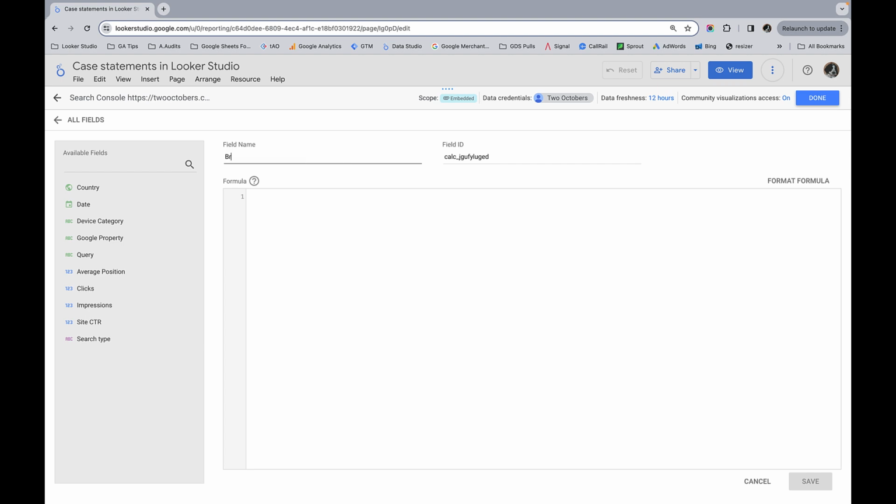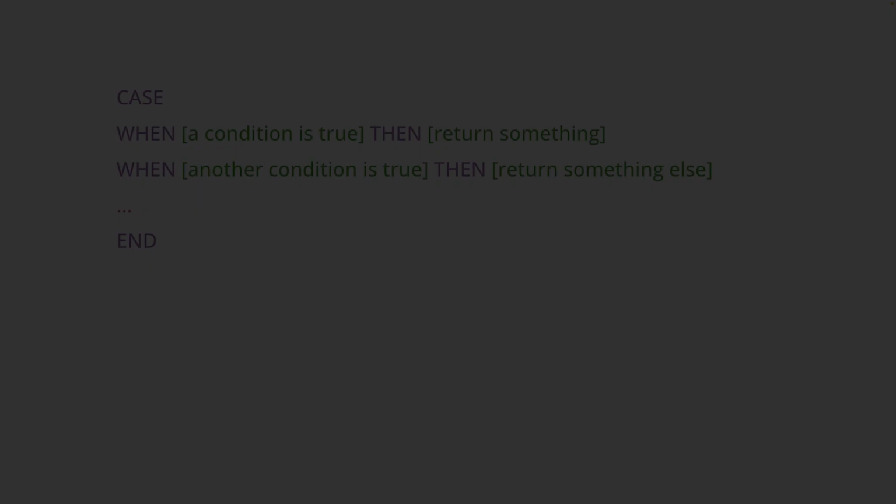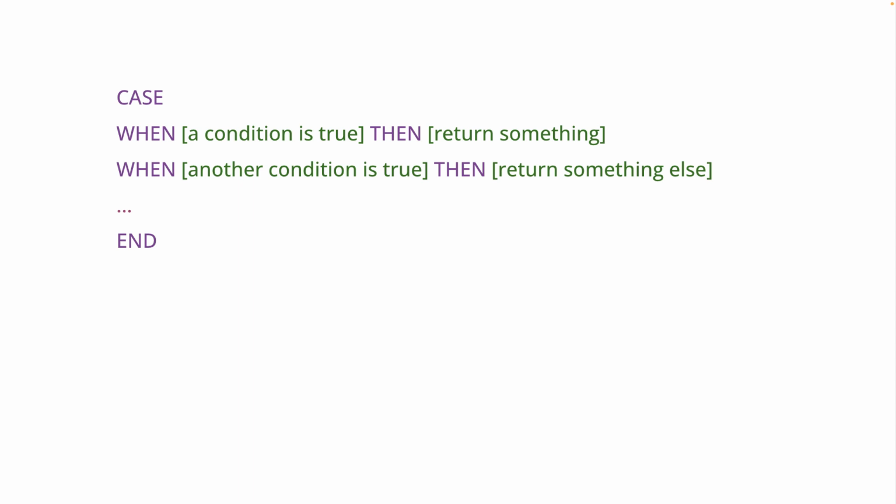And I'm going to call my field branded, non-branded, and we're going to start writing a case statement. Now, before we do this, let me just talk you through the ingredients of a case statement. We'll start with a general example, and then we'll get into the case statement we're going to create to identify branded and non-branded queries.